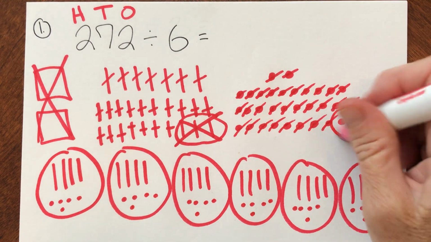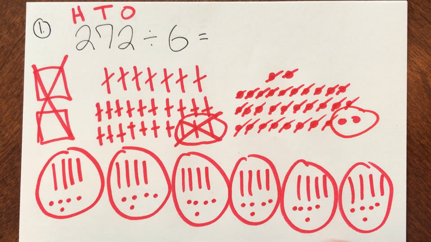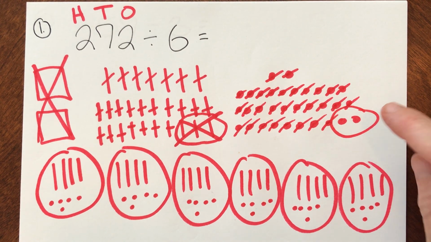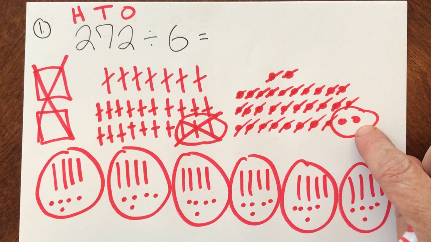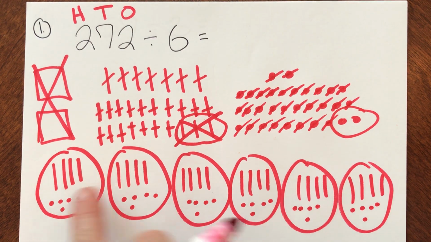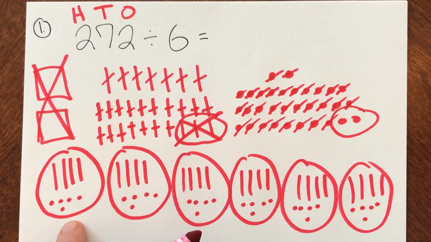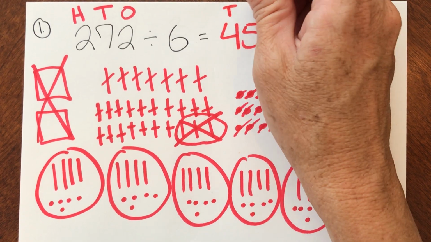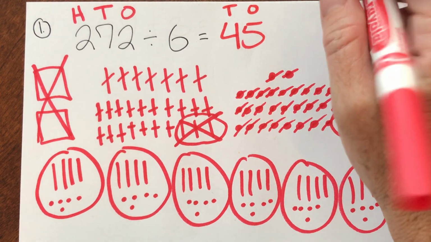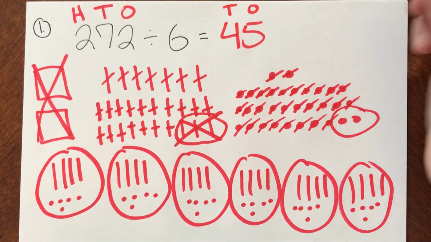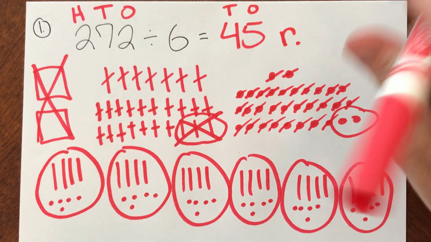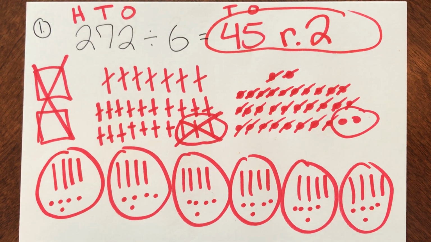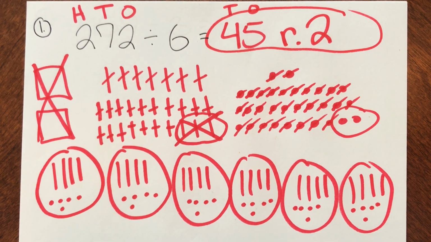Okay, now I only have 2 left, so I don't have enough to divide them, and I can't unbundle anything smaller. So this is what I would call my remainder. Each group has 4 tens and 5 ones. So my answer, or my quotient, is 45 with a remainder of 2. So my quotient is 45, remainder 2.